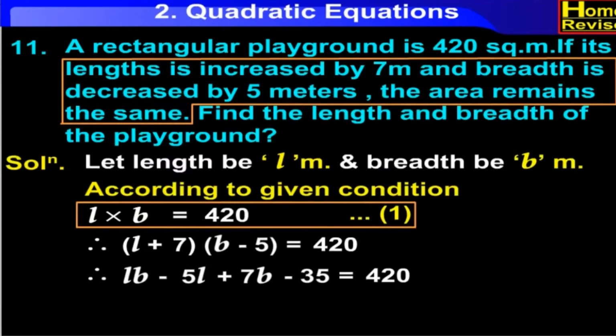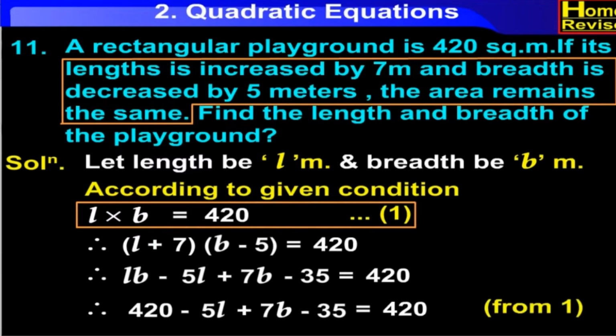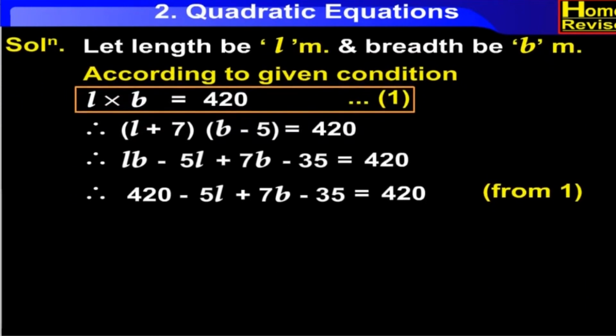From equation 1, we know that LB is equal to 420. Putting this value, we get 420 minus 5L plus 7B minus 35 is equal to 420. 420 gets cancelled out on either side and we have minus 5L plus 7B is equal to 35.